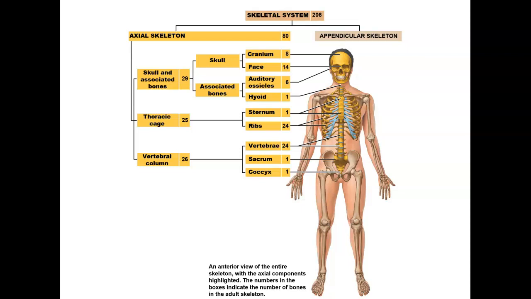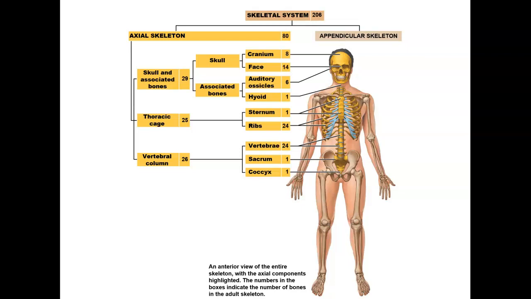Associated bones are going to be the auditory ossicles. You will have 3 ossicles, or hearing bones, or ear bones, inside on each side. And then you'll have your hyoid, which is right below the mandible, almost in connection with the vertebral column, and that's what your tongue is actually attached to.